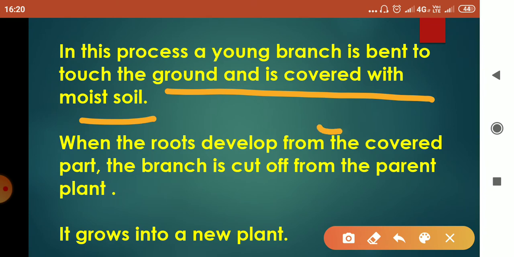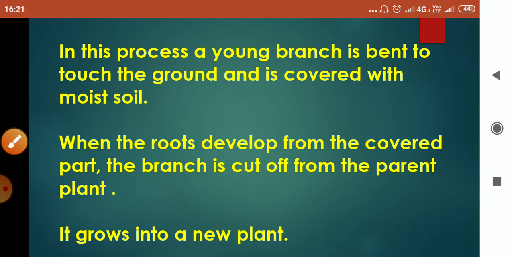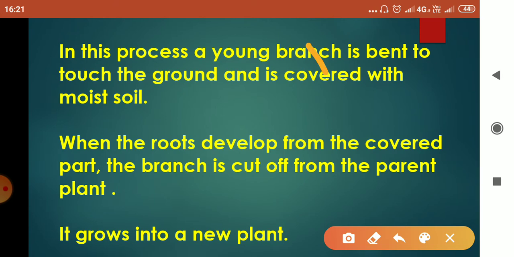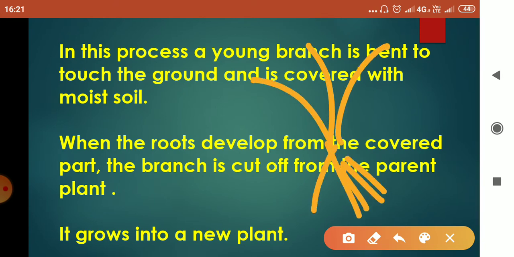When the roots develop from the covered part, the branch is cut off from the parent plant. It grows into a new plant. Children, in this method, suppose this is a plant and these are the roots. This is the soil surface. We will take this branch and bend it, and then we will cover this part with the soil.